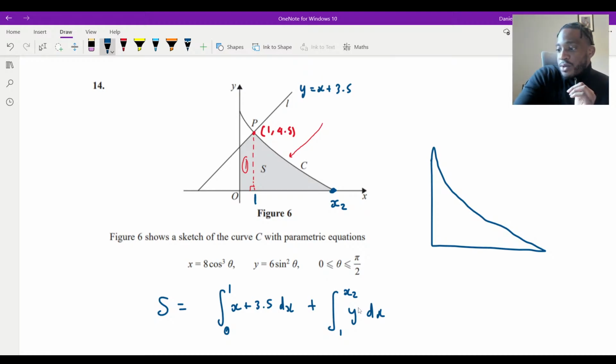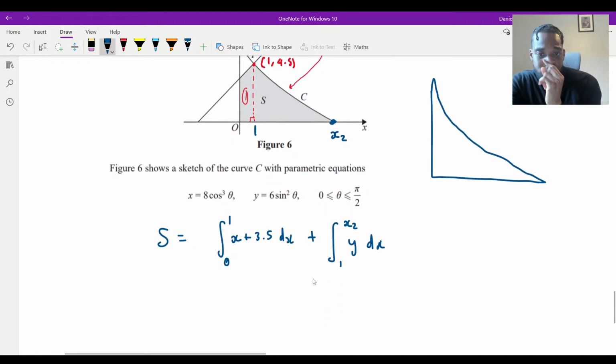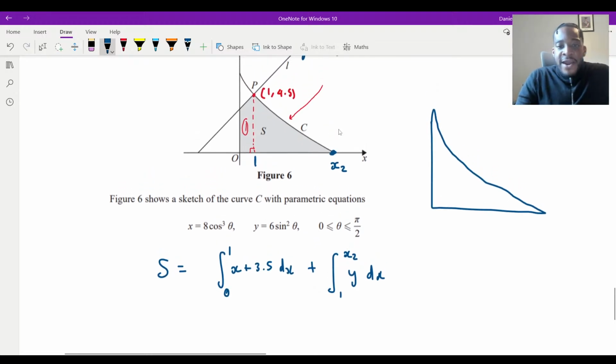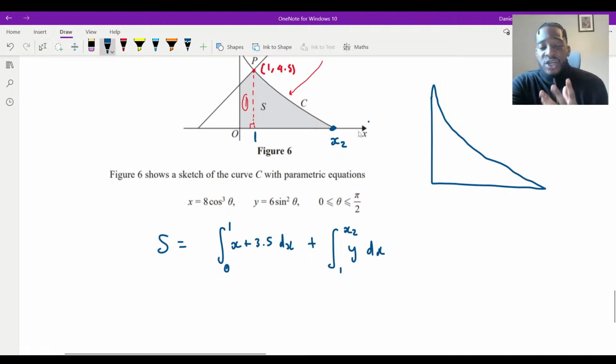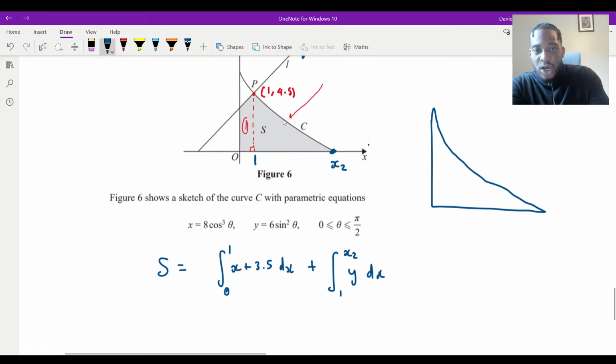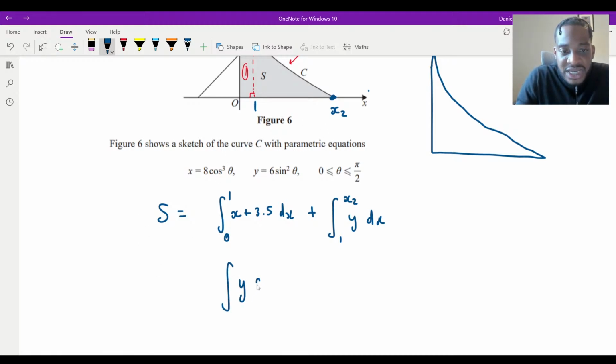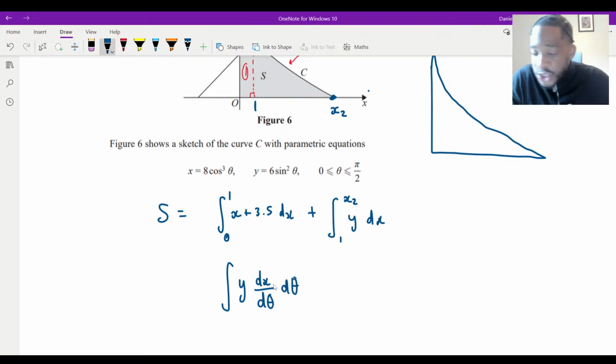Okay. So now we need to figure out what that upper limit is. I'll get the limit in a second. But remember, we're dealing with a parametric integral, right? So we need to integrate that curve there, and it's defined parametrically. Remember, the formula for parametric integration is the integral of y dx d theta in this case, because we're dealing with theta, d theta. That's the formula for parametric integration.